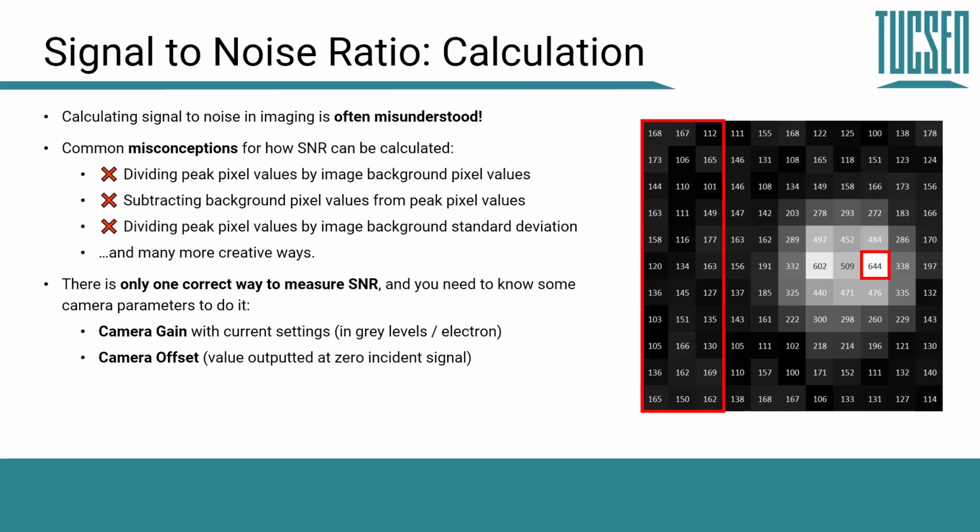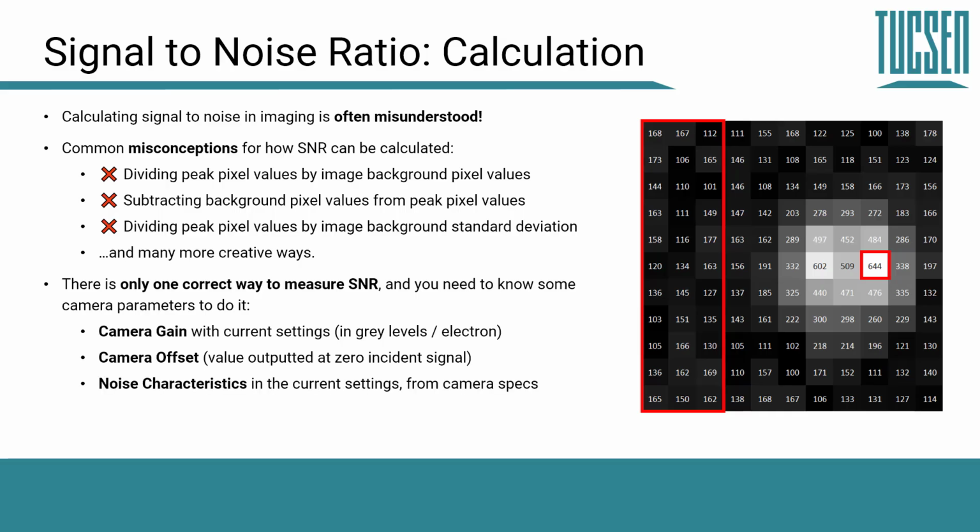We also need to know the camera offset, which is the value that the camera outputs at zero incident signal. For many cameras this is 100, but it's important to check for your camera. One way to check this is to cut off all light to the camera, put on a lens cap for example, and take a number of frames, maybe 10 or 100 frames with no photons hitting the camera at all, and measure the average value of all of the pixels of all of those frames. And that will tell you the camera offset, but it might well be specified by the camera manufacturer or set to some nice round obvious number like 100, in which case it's fairly simple.